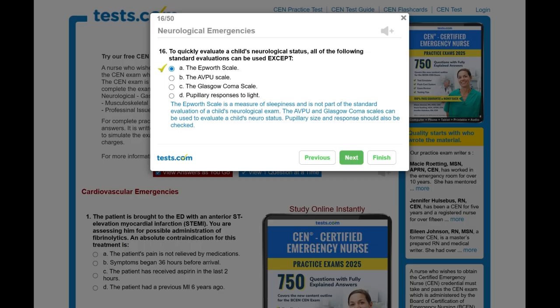The Epworth scale is a measure of sleepiness and is not part of the standard evaluation of a child's neurological exam. The AVPU and Glasgow Coma scales can be used to evaluate a child's neurostatus. Pupillary size and response should also be checked.